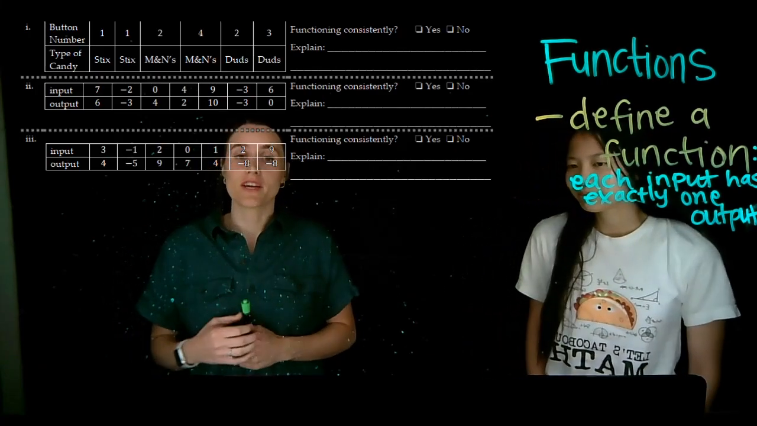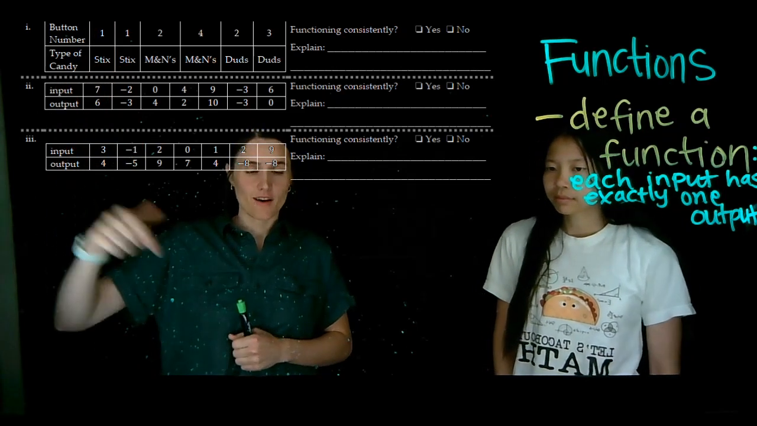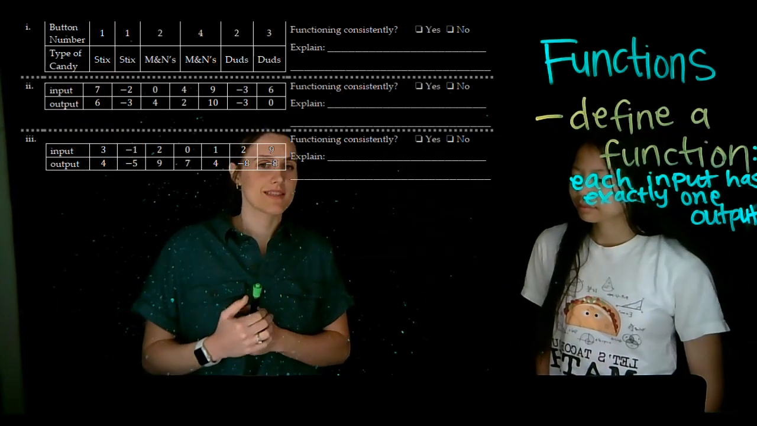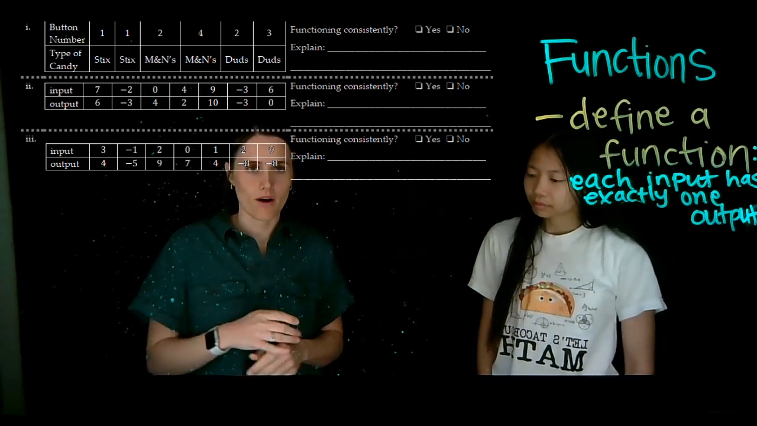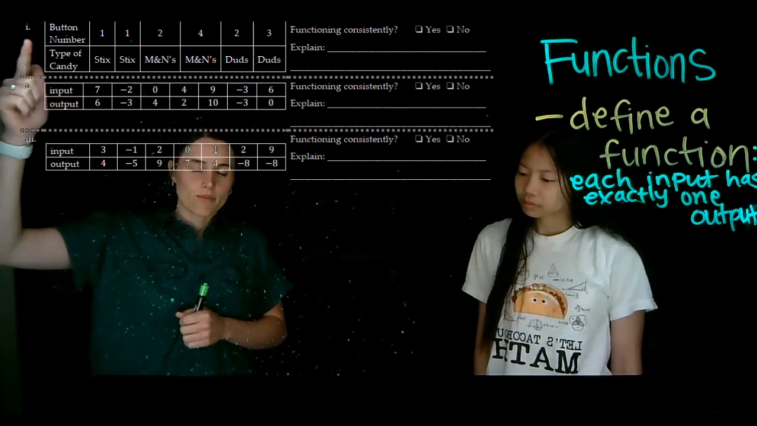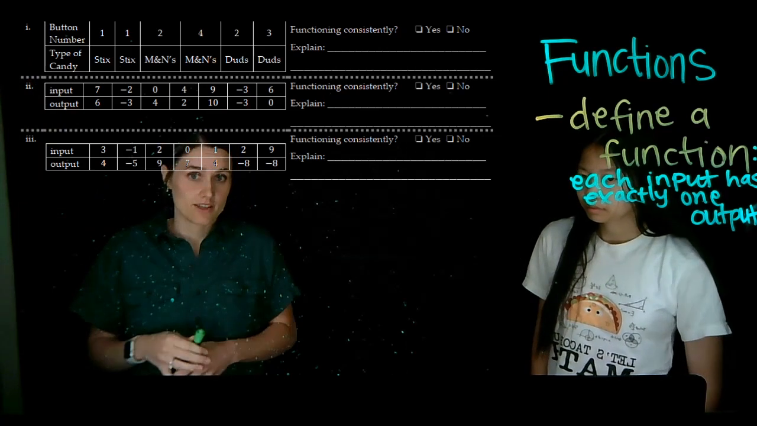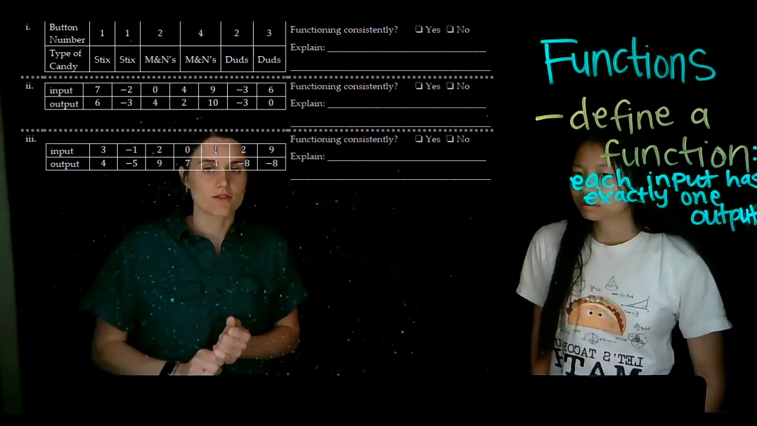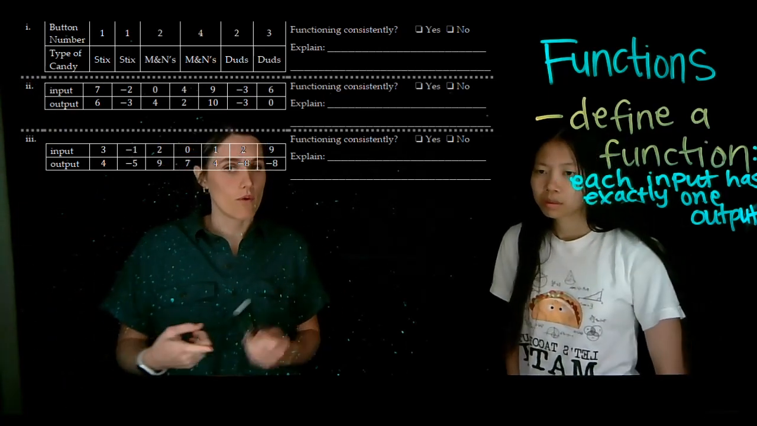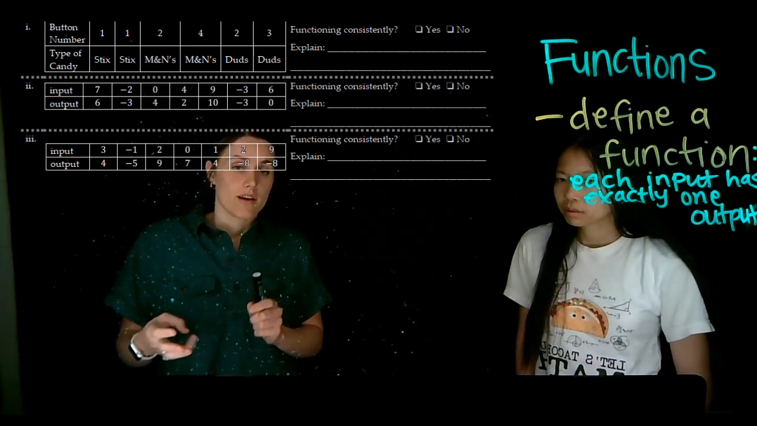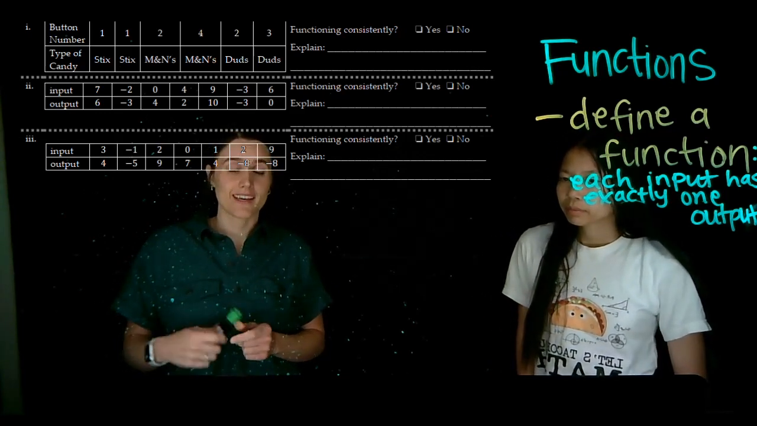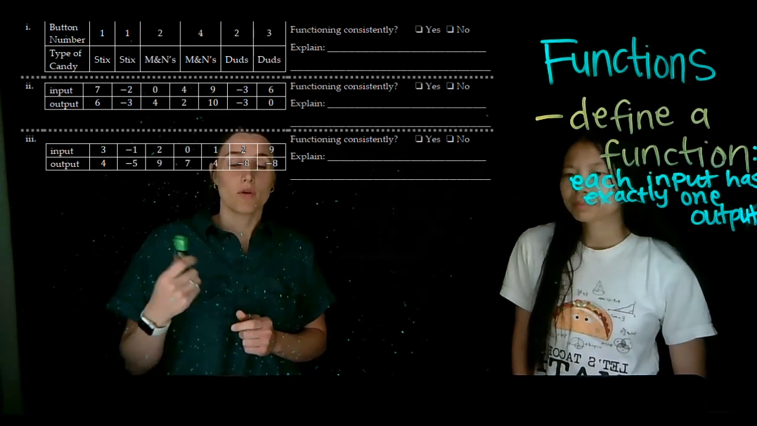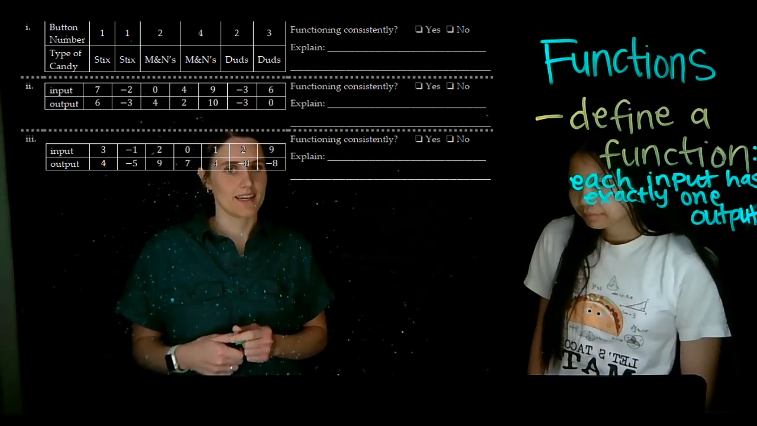All right, guys, we have 3 tables right here, and we are going to go over these 3 tables and see if we can figure out if the function is consistent, and then kind of talk about why. So if we look at this first example right here, this is another vending machine example, but instead with types of candy. So we have button number 1, 2, and 4, and 3. Button number 1 gives us Sticks candy, and then we press button number 1 again, and we get Sticks candy again.